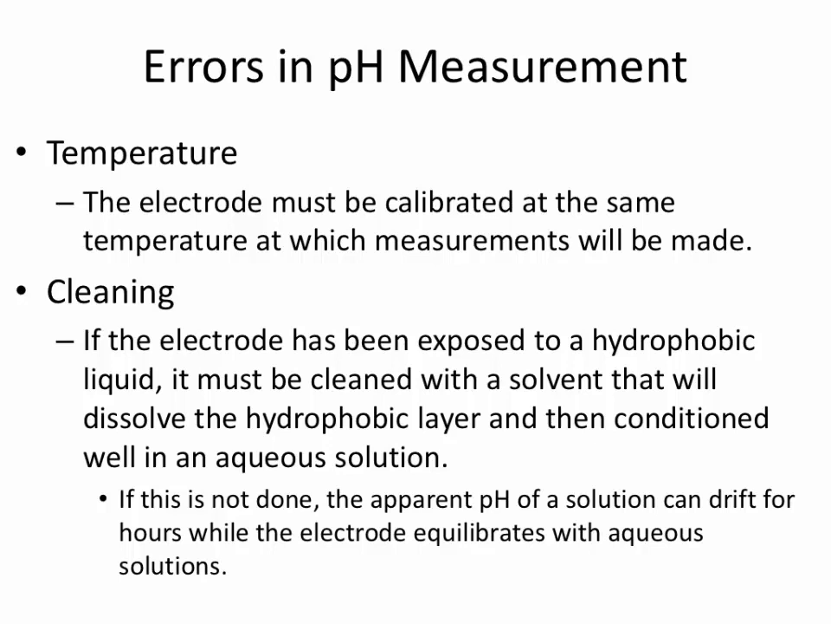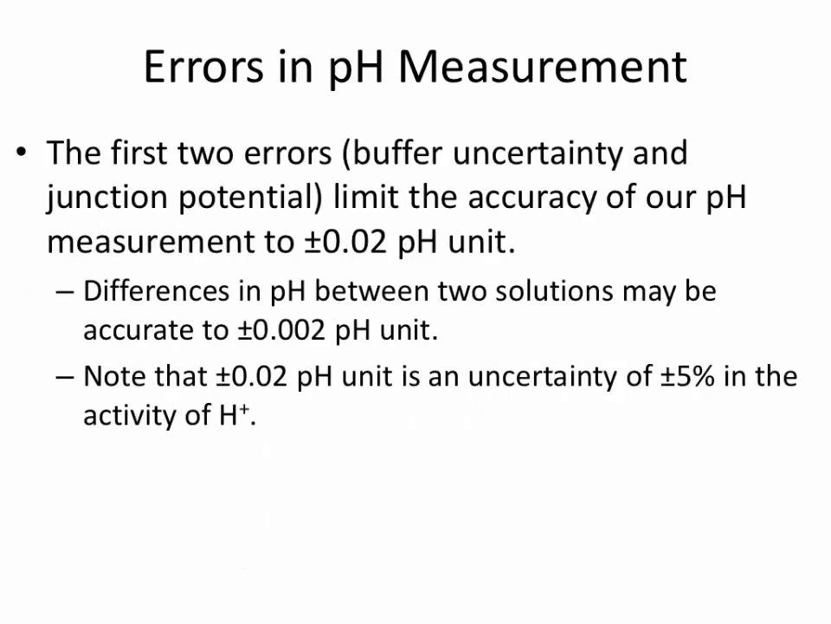Now, the first two errors, the buffer uncertainty and the junction potential, limit the accuracy of our pH measurement to plus or minus 0.02 pH units. And we can't ever eliminate those two errors. Now, differences in pH between two solutions may be accurate to plus or minus 0.002 pH units. And note that plus or minus 0.02 pH units is an uncertainty of plus or minus 5% in our activity of the hydrogen ion.